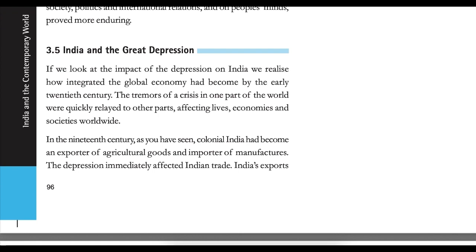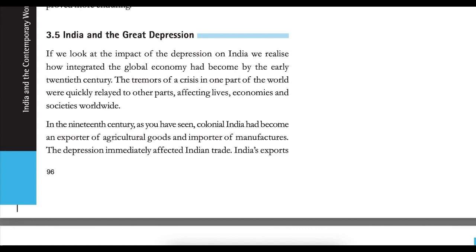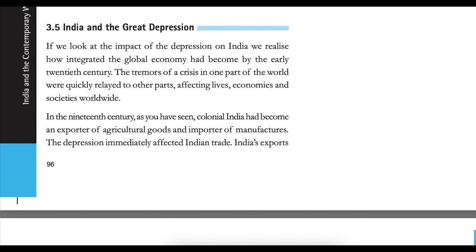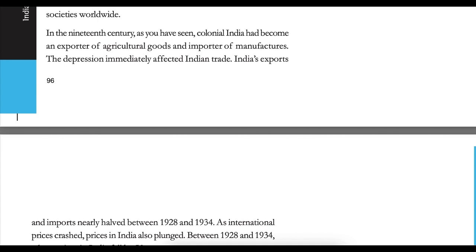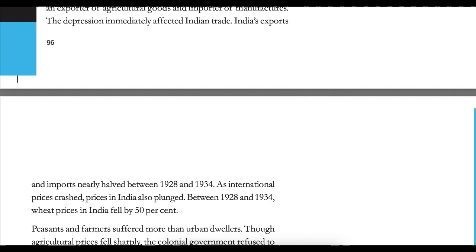India and the Great Depression. If we look at the impact of the Depression on India, we realize how integrated the global economy had become by the early 20th century. The tremors of a crisis in one part of the world were quickly relayed to other parts, affecting lives, economies, and societies worldwide. In the 19th century, as you have seen, colonial India had become an exporter of agricultural goods and importer of manufactures. The Depression immediately affected Indian trade.